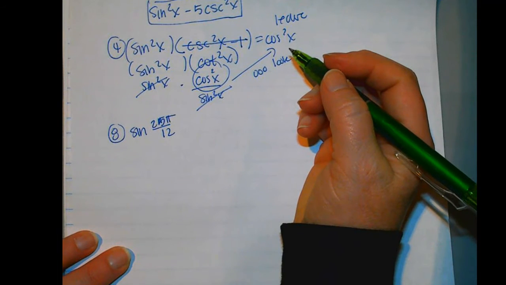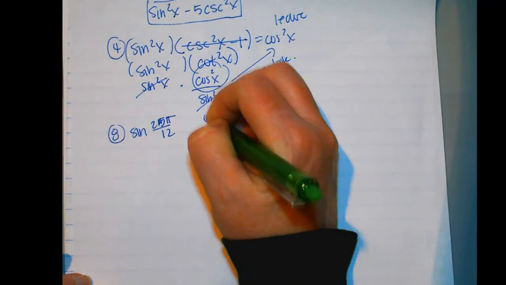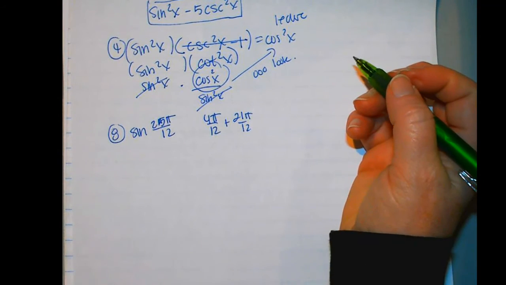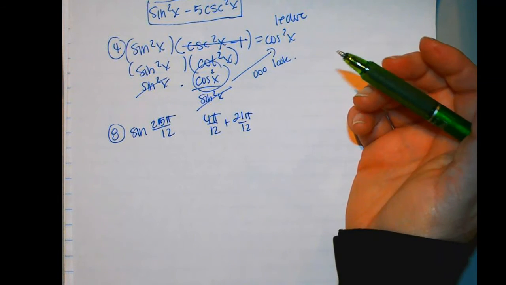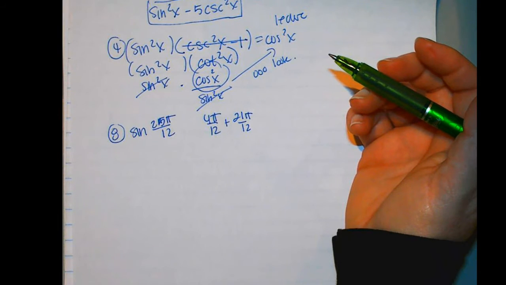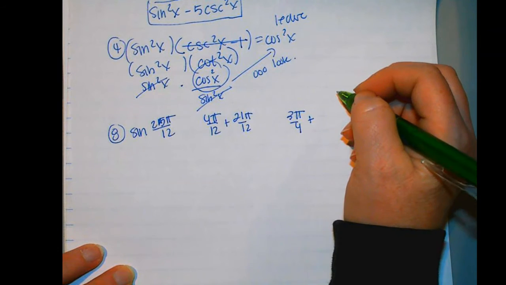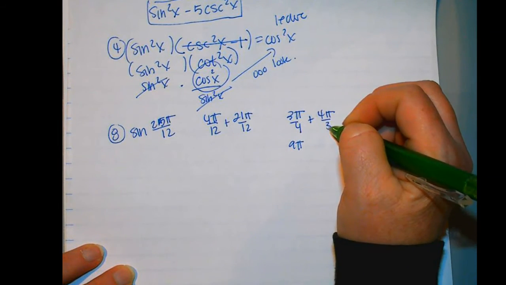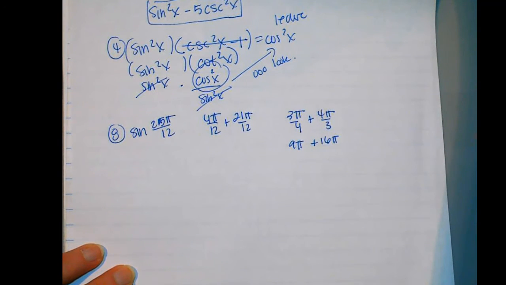So what do we have? 4 and 21. Does that work? 4 pi over 12 plus 21 pi over 12. Does that reduce anything I know? 7 over 4. Ooh, that does. I don't know. What did you find? 3 pi over 4 plus what? 4 pi over 3. So yours is 9 pi and then 16. So that works too. So there are different ways to do it.